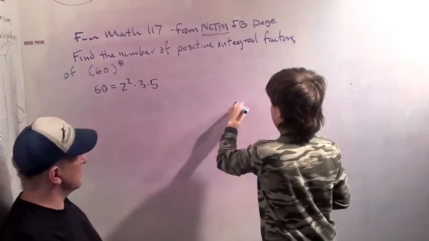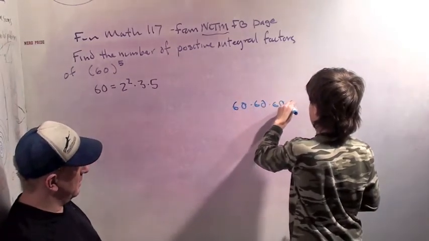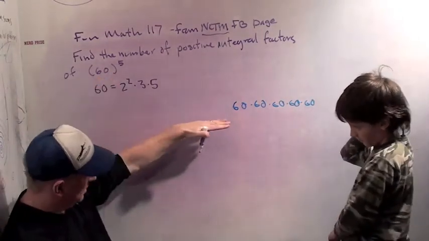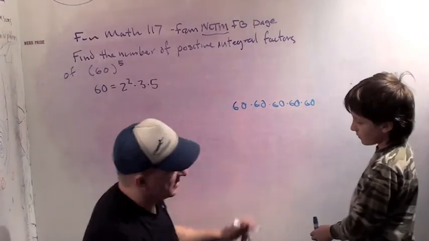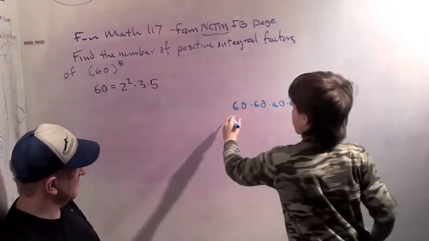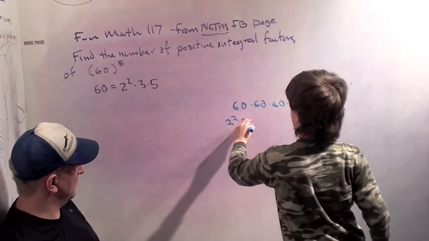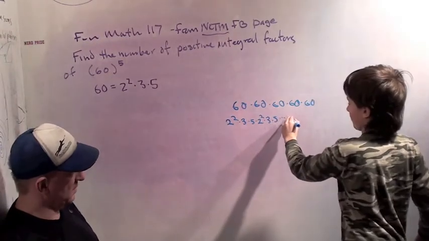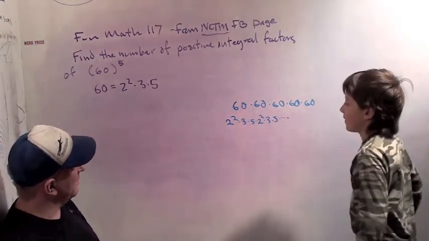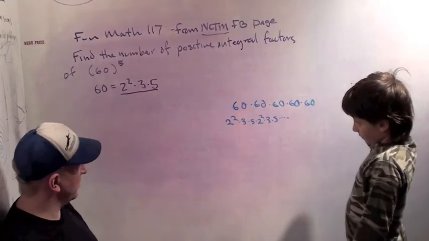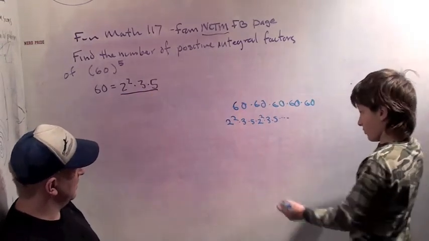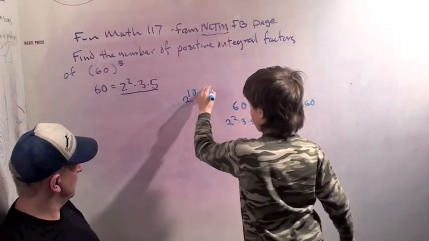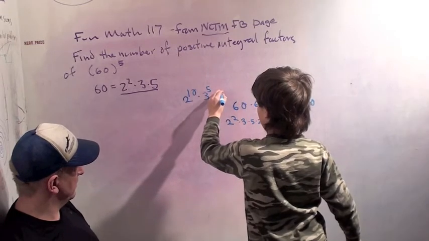Okay, so now we've got to factor 60 to the 5th. That's 60 times 60 times 60 times 60 times 60. So 60 to the 5th means 5 copies of 60, all multiplied together, which is 2 squared times 3 times 5, times 2 squared times 3 times 5, and so on, 5 times. Which is going to end up as 2 to the 10th times 3 to the 5th times 5 to the 5th.